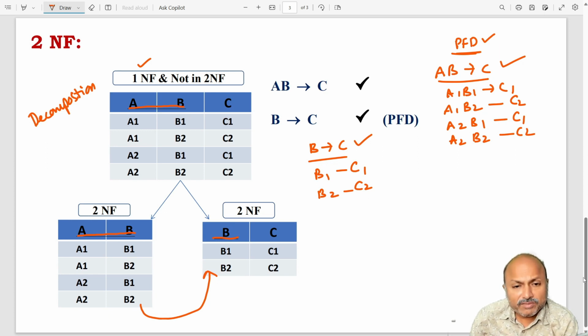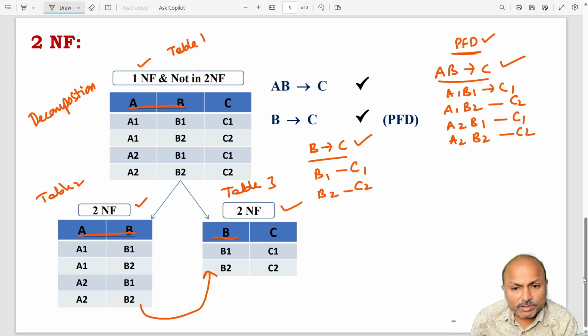Now what happens? Check this table first. Suppose you consider this is table 1, this is table 2. In table 1 what happens? Unique values are there. There is no partial dependency like A → B or A → C because only two attributes are there. Similarly here also single values, and there is nothing like partial functional dependency. So this is in 2NF, and this is also in 2NF.